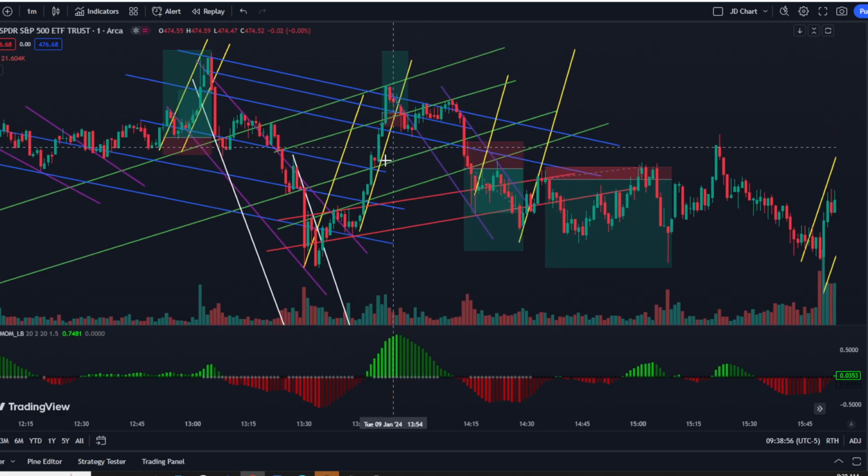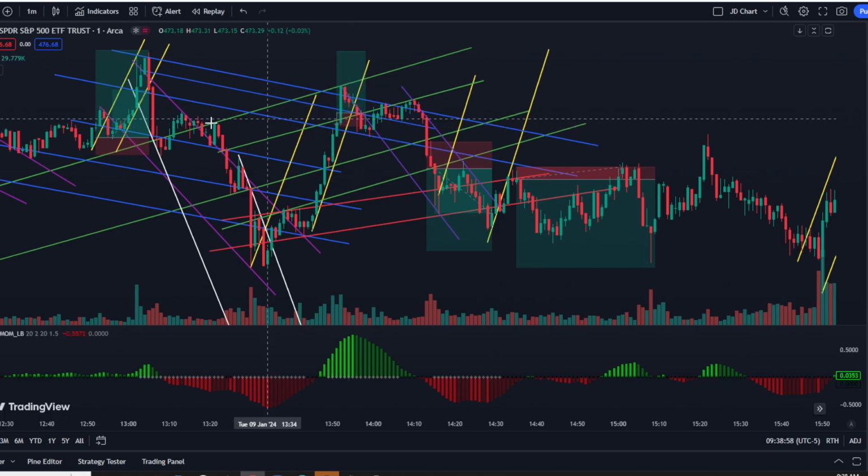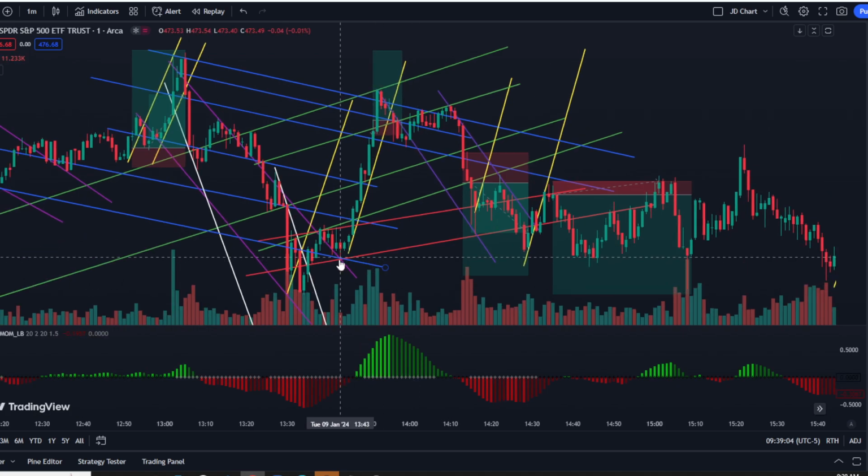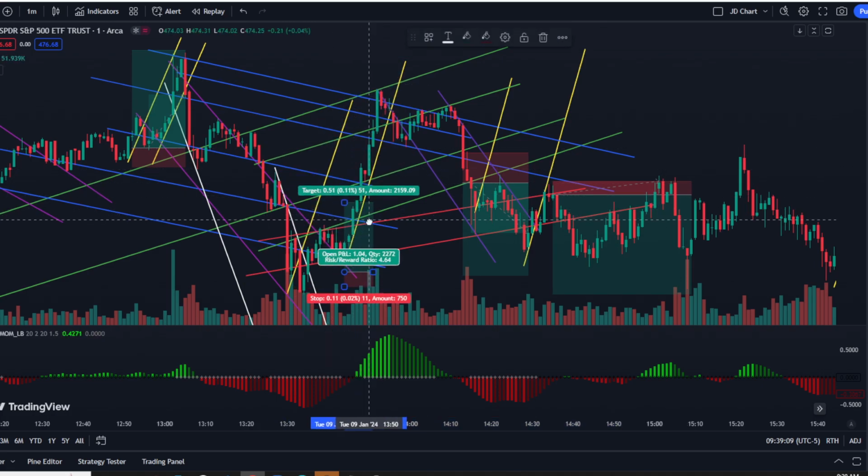I took a long here. I thought we were going to break out. I saw this inverse head and shoulder, right? Not a good long to take. The long realistically would be off this magenta and blue right here. This is a perfect entry. So that's where the long should be.